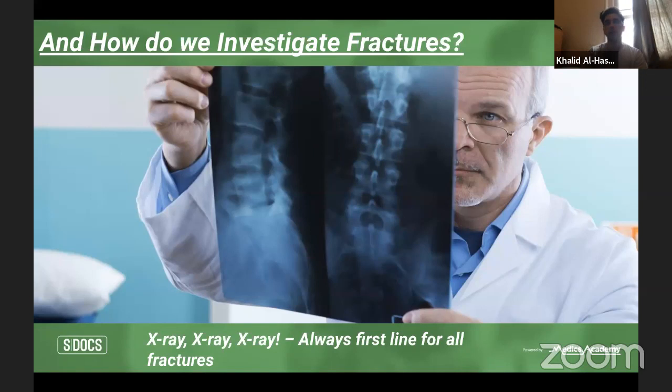So how do we investigate fractures? Fractures are generally quite straightforward to investigate. X-rays, X-rays, X-rays, always first line for all fractures. Generally, it is what is recommended. However, it's also important to remember that fractures are not 2D, they are 3D, and a bone is also a 3D portion of the body. So the way in which we should image fractures is that we tend to do an anteroposterior image, in which we take a look front to back, and a lateral as well, so that we can visualize the entirety of the bone in a 3D manner.